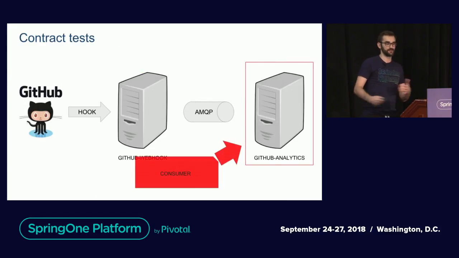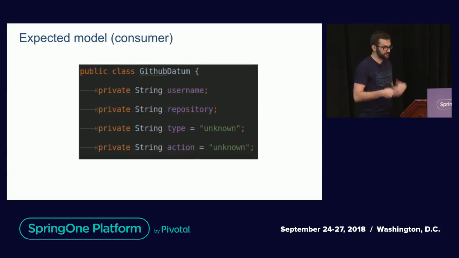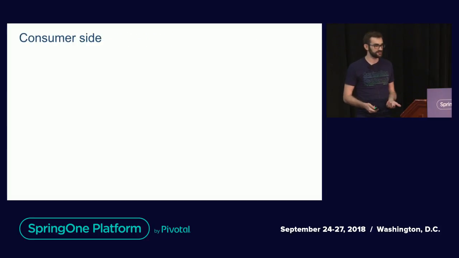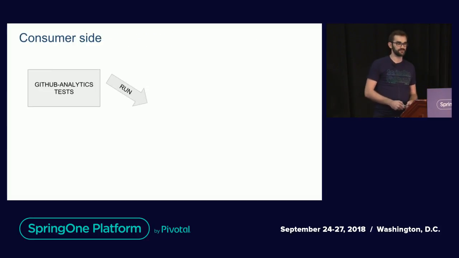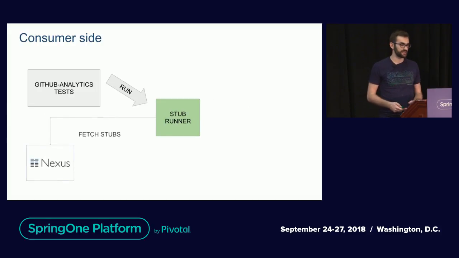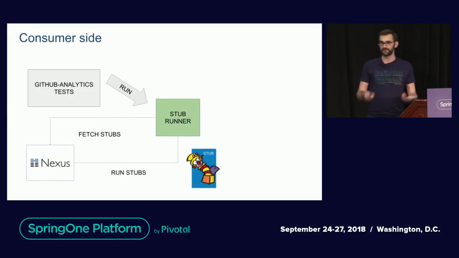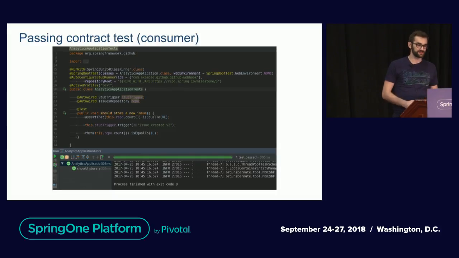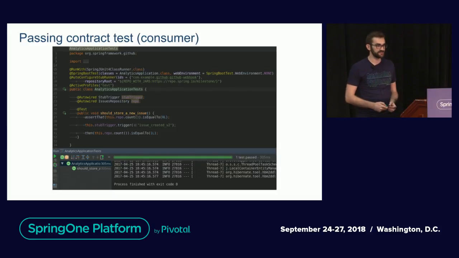Fantastic. Let's go to the consumer side. So the consumer expects that the message will contain fields username and repository again. So inside the consumer tests, a component called stub runner will fetch the stubs from Nexus and will store them if those are HTTP stubs, or you can reuse them if those are messaging stubs. So you can reuse them when you run the tests. So this is such a test.